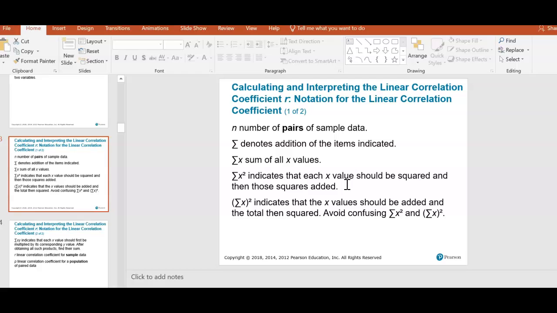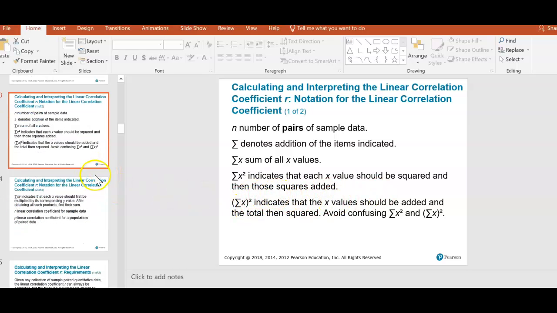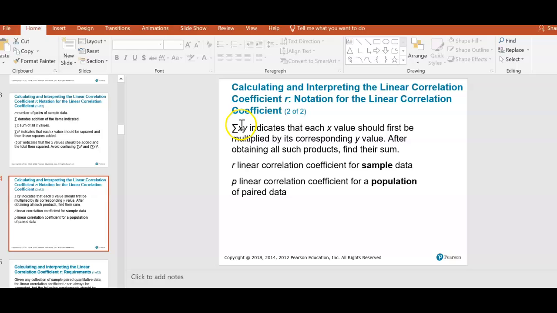This next symbol here is the summation symbol. Looks like a big E. The summation symbol denotes the addition of the items indicated. Sum of the x, you're adding all the x values. Sum of the x squared, adding all the x's squared. Sum of the x quantity squared, that means you add all the x's up and then square them. Sum of the xy, you multiply each x times y and then add all those.